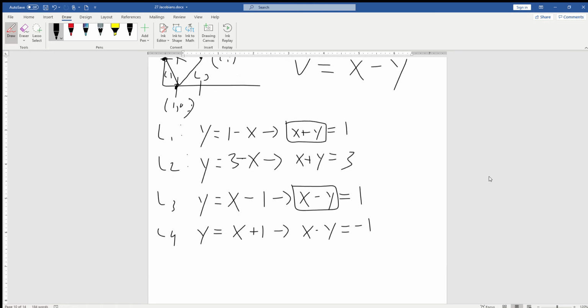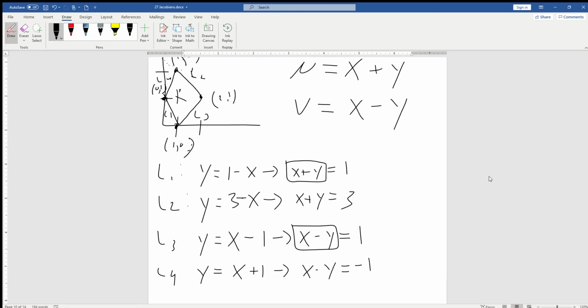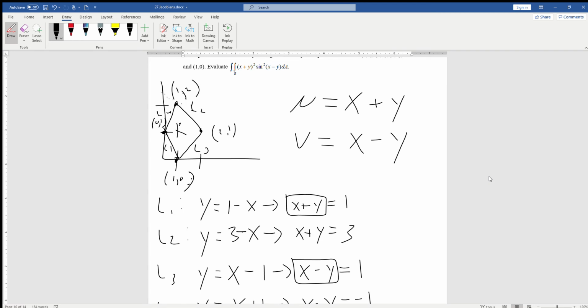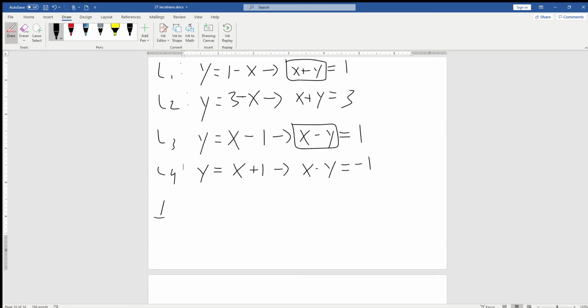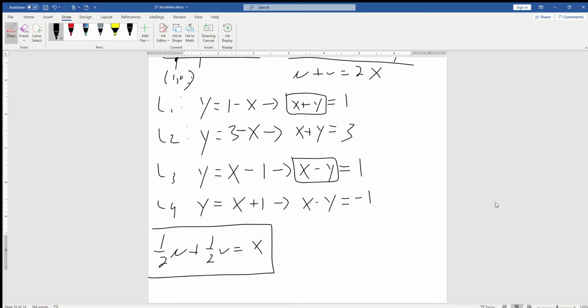All right? So let's just add those together. We have these equations, we can add them together. And if we do that, we get u plus v is equal to 2x. I'm going to skip down to the bottom here. We could divide that by 2, and we get that 1/2 u plus 1/2 v is going to be equal to x. We're going to hold on to this because that's the first coordinate in our transformation.